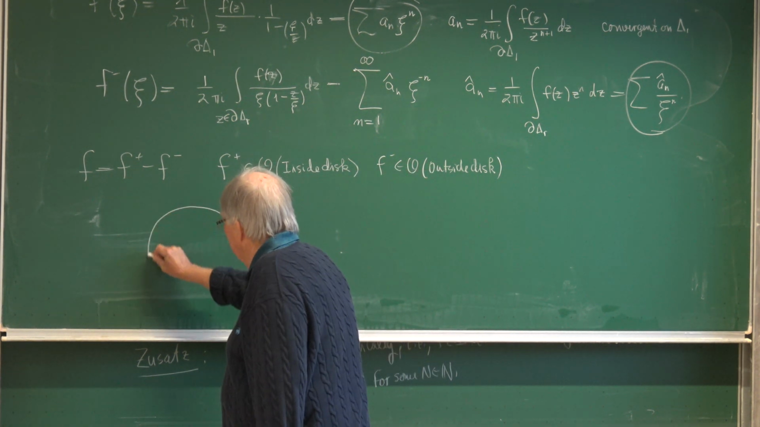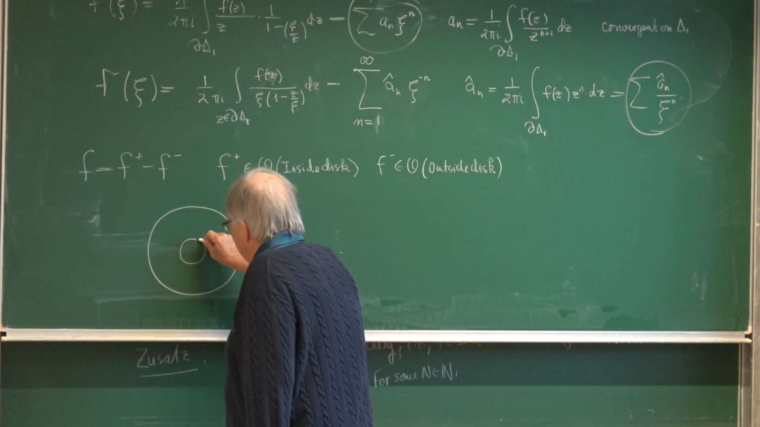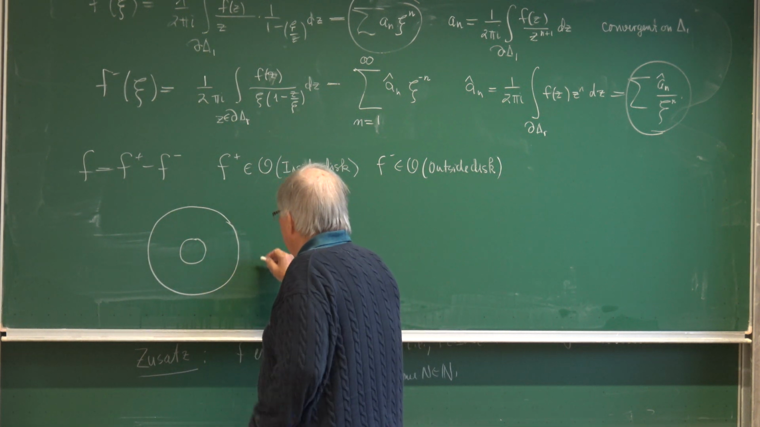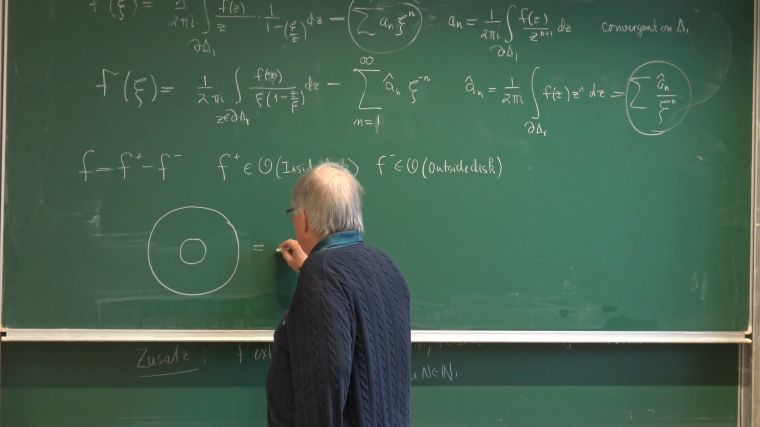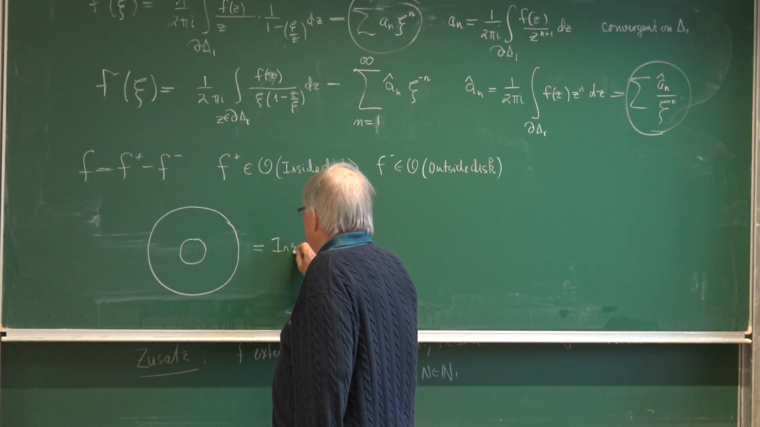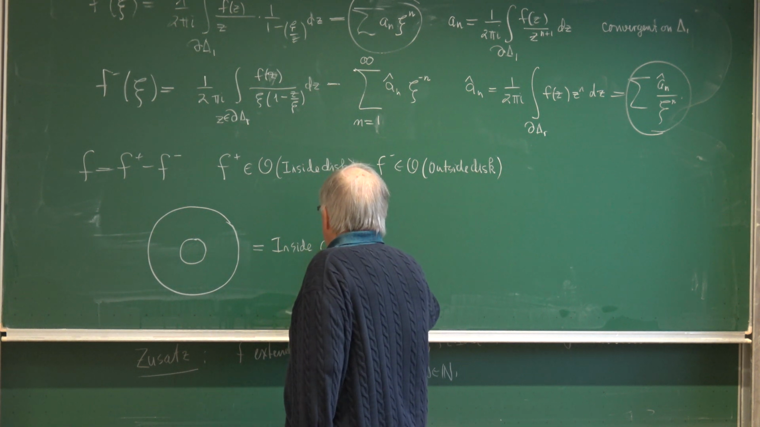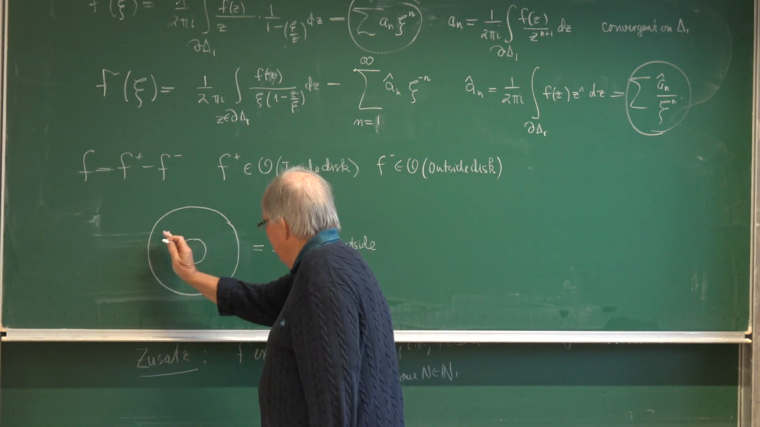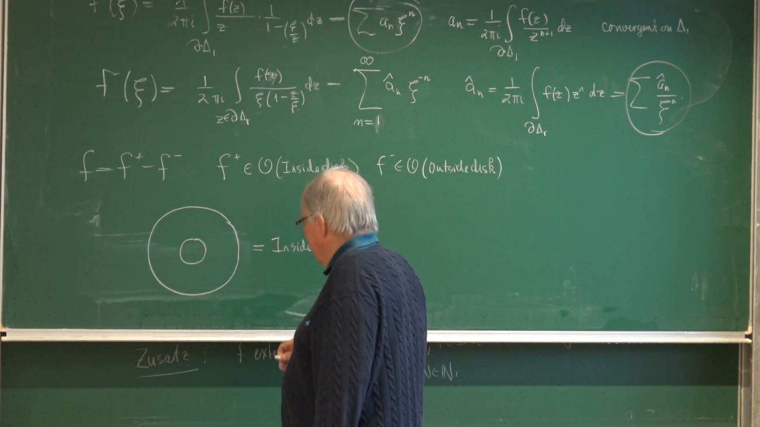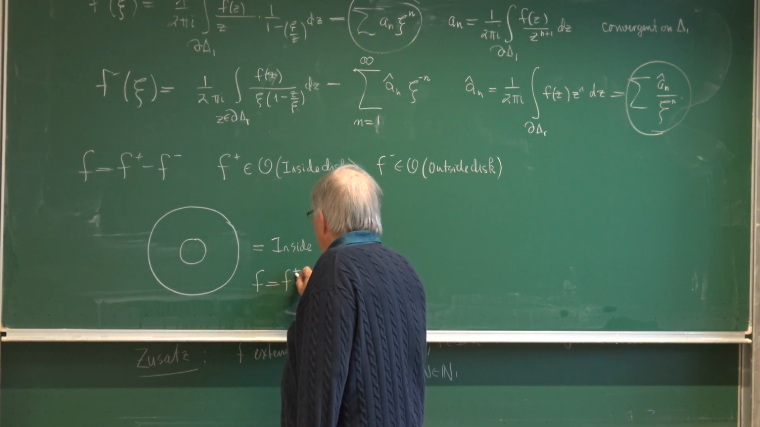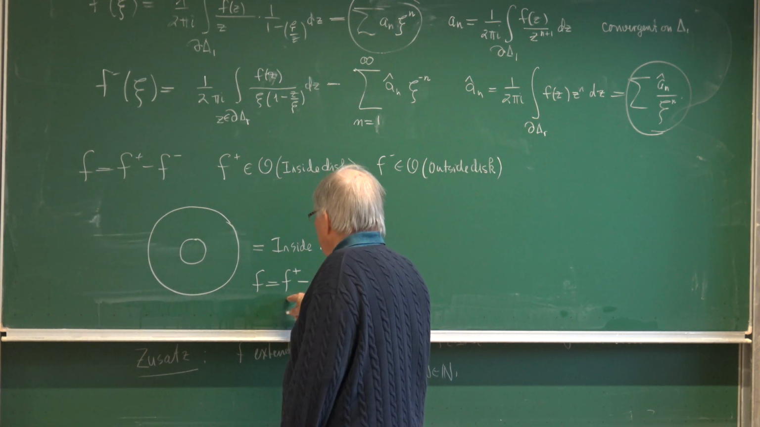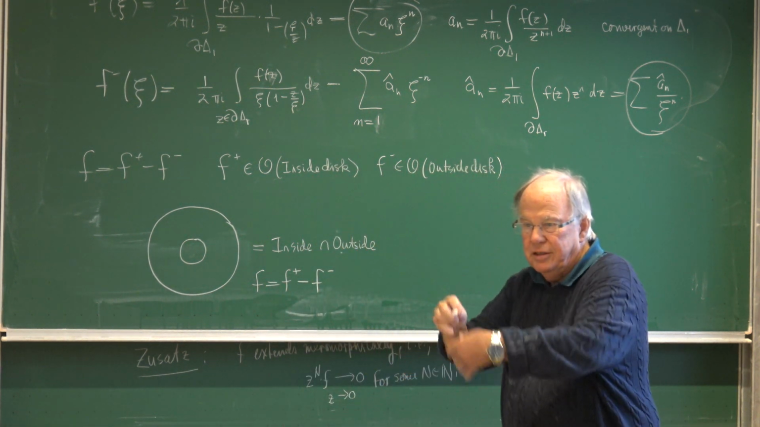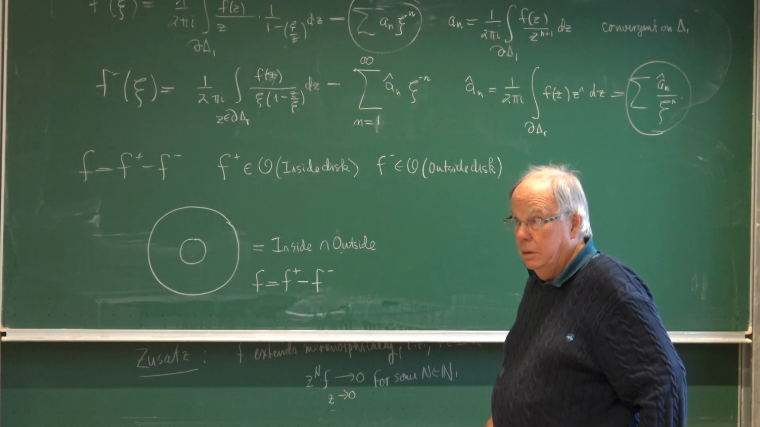So we have an annulus. Right? We have an annulus here, and this annulus is somehow the intersection of an inside disk and an outside disk. Inside here, inside here, outside here. F is holomorphic, is meromorphic. Any meromorphic function, even with the singularity and so on, is the difference between something holomorphic on the inside and something holomorphic on the outside. Right?